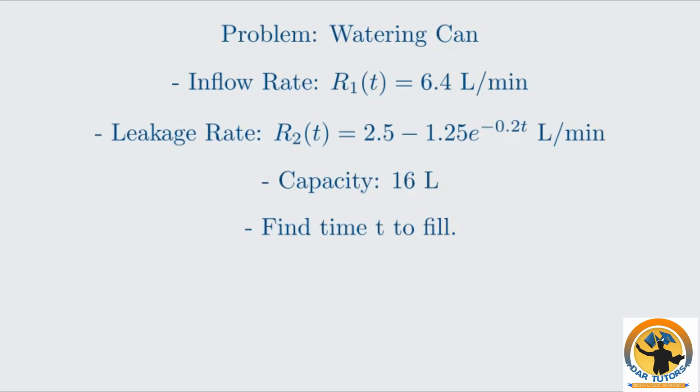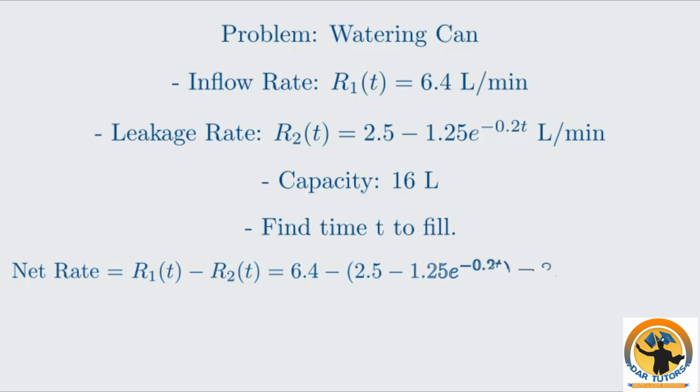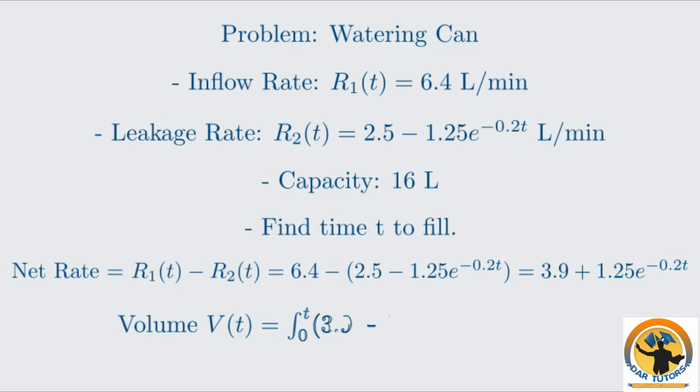The net rate of change of water in the can is the inflow rate minus the leakage rate. The net rate is 6.4 minus the expression for R2 of t, which simplifies to 3.9 plus 1.25 e to the negative 0.2 t. The total volume of water in the can at time t is the integral of this net rate from 0 to t. We need to find the value of t for which this integral equals the can's capacity of 16 liters.